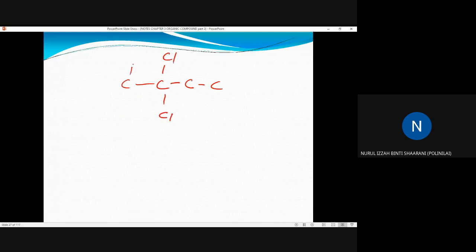Cl, Cl. So let's say ni dah consider compound haloalkane lah, dia sama je. Previously when we give the IUPAC name to the alkane compound, substituent kita is alkyl group. Alkyl group is a substituent, we name it as methyl, propyl, ethyl and so on. But now, for this one, substituent kita is halogen group. So procedure sama, first of all we need to find the parent chain.